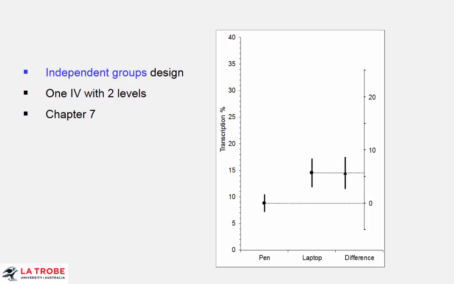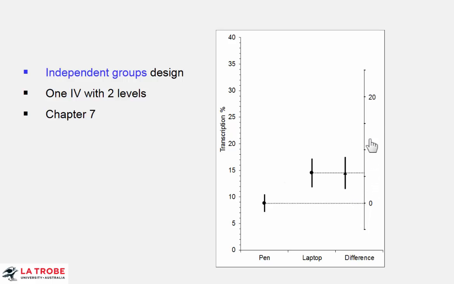Welcome back, welcome back. We're heading for the one-way repeated measure design, but first let's step back for a moment. Way back in Chapter 7, we looked at the independent groups design, 2 independent groups of participants, 2 levels of this single IV, for example, pen versus laptop, and the effect size of interest that corresponded with our research question was just the difference between these 2 means.